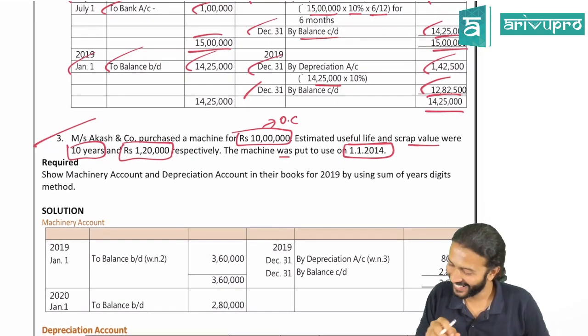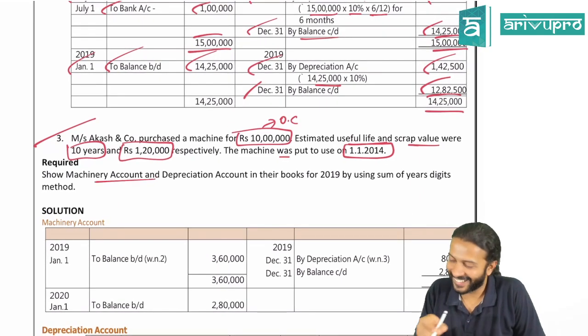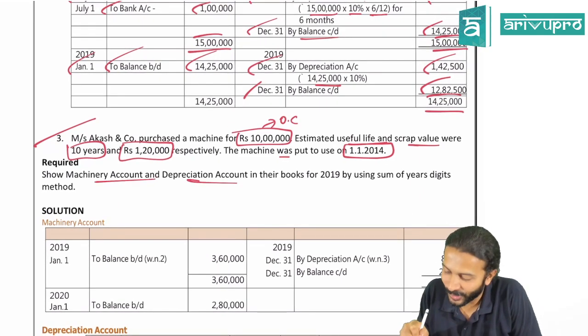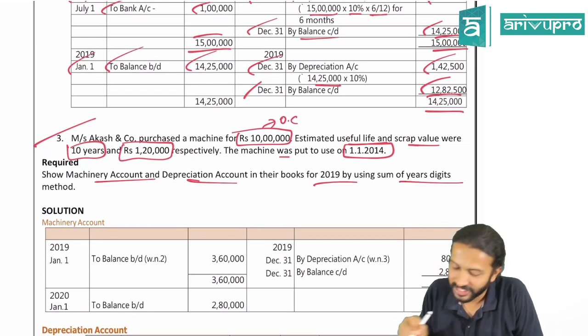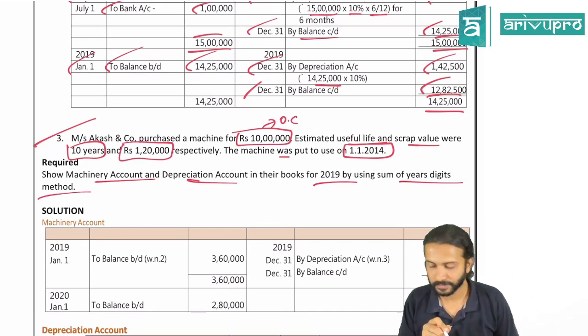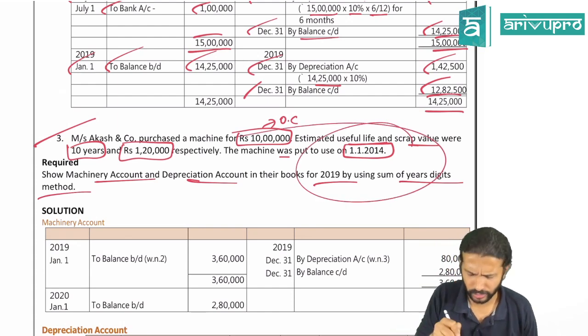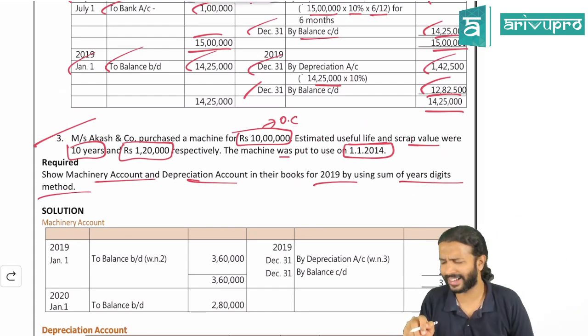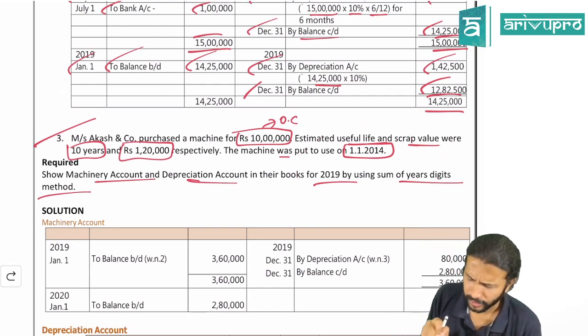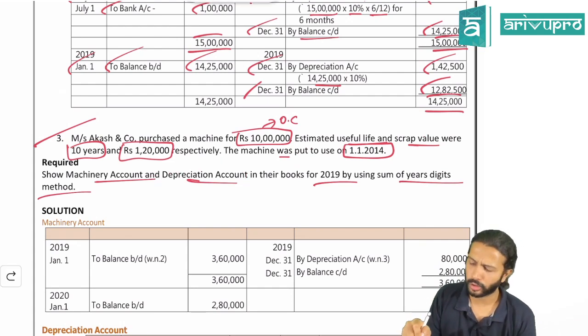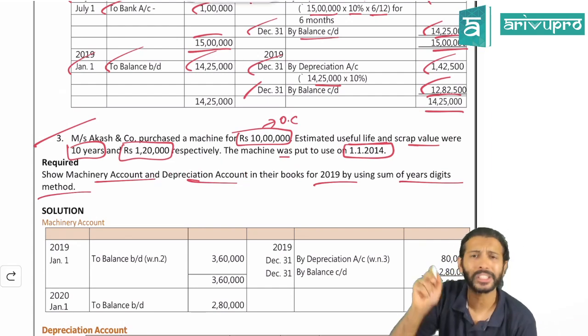Show the machinery account and depreciation account for 2019 by using the sum of years digit method. You don't have to write any note for all this. If a note is required, I'll tell you. So, same funda. They asked you to prepare the machinery depreciation ledger only for 2019.